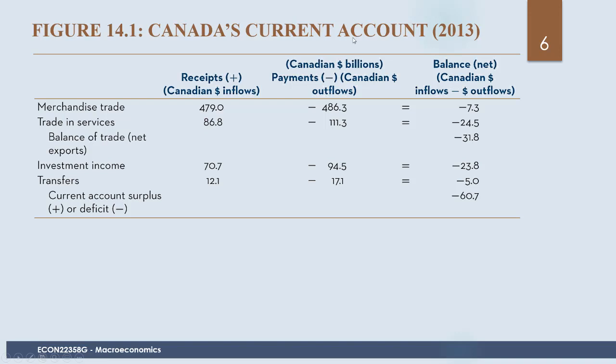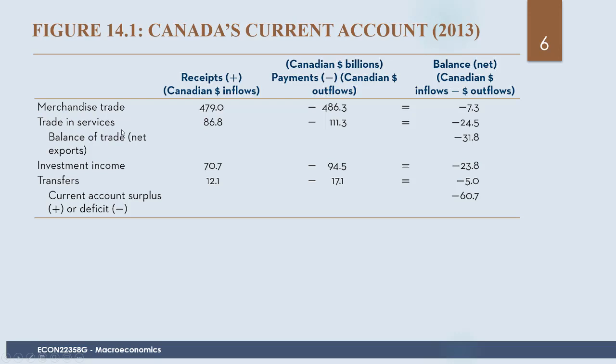So this is Canada's current account in 2013. So in terms of merchandise trade, we had receipts of 479. I think this is in billions. And we had 486.3 billion in payments. And so the overall net is negative. Okay, so we had more flows out than we did in. So we had payments greater than receipts of 7.2. Now that's just for merchandise trade.